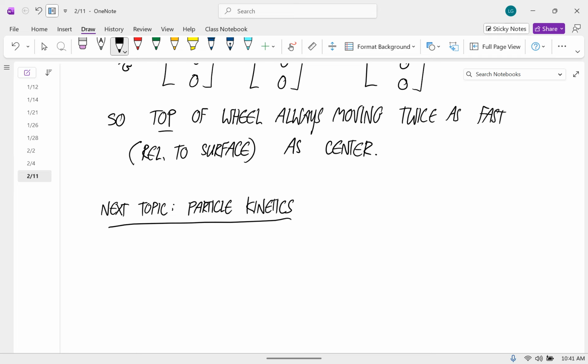And so now we've been just describing the motion in terms of time, position, velocity, and acceleration. Now we're going to introduce forces and masses, the things that cause the motion.